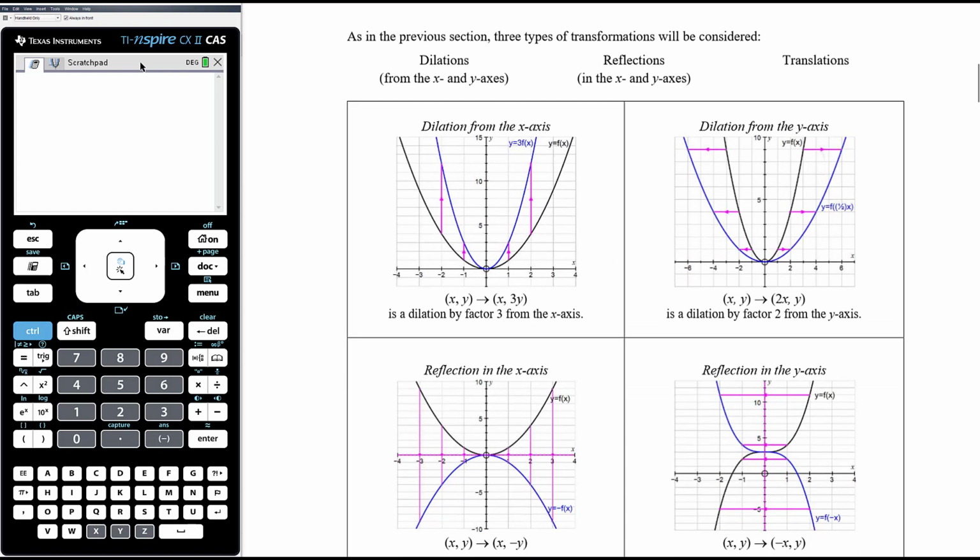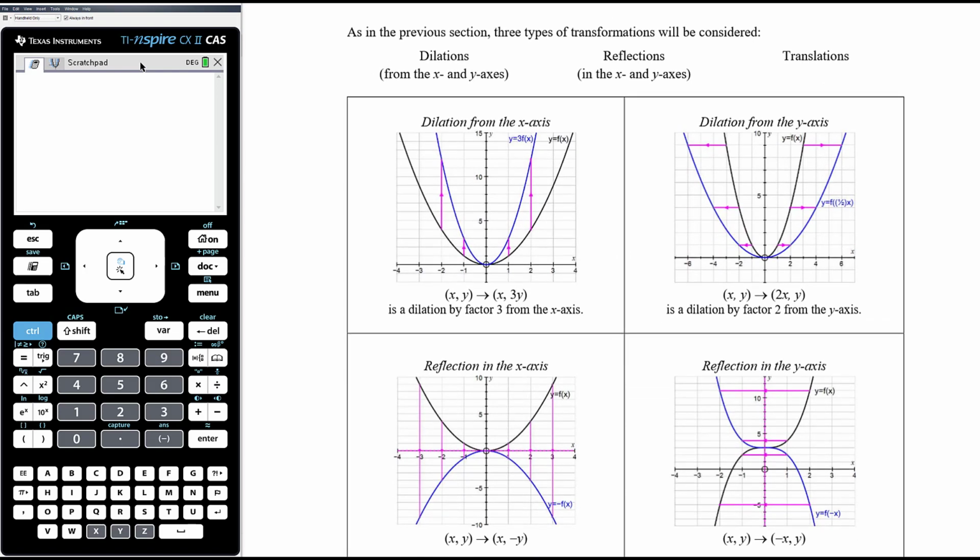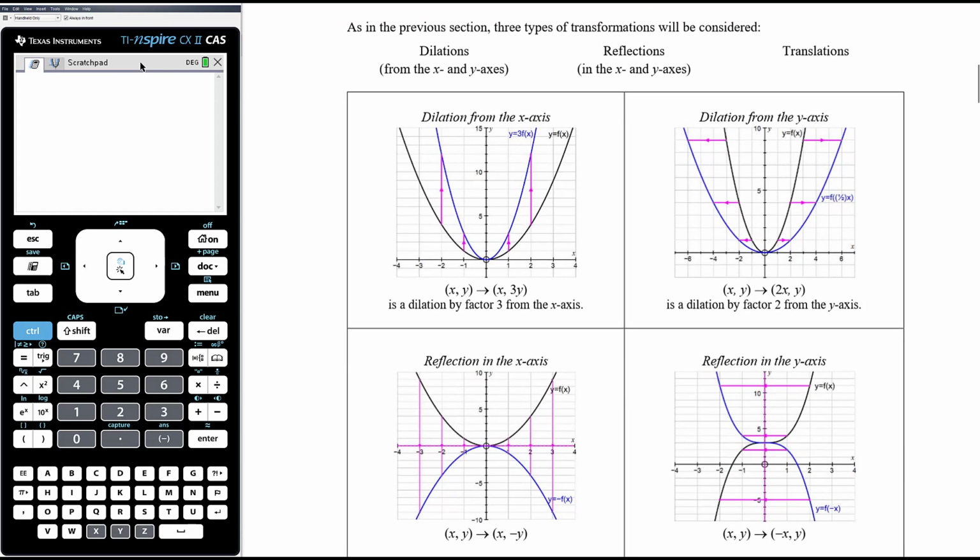Okay, so in the previous section we talked about the 3 different types of transformations: dilations, which we can do from the x or from the y-axis; reflections, which can be in the x or in the y-axis; translations, which could be left or right or up or down. Okay, and we looked at those from the function notation perspective. So we looked at the fact that if we have f of x and 3 times f of x, we're dilating f of x by a factor of 3 from the x-axis, which means stretching in this direction, multiplying all the y values by 3.